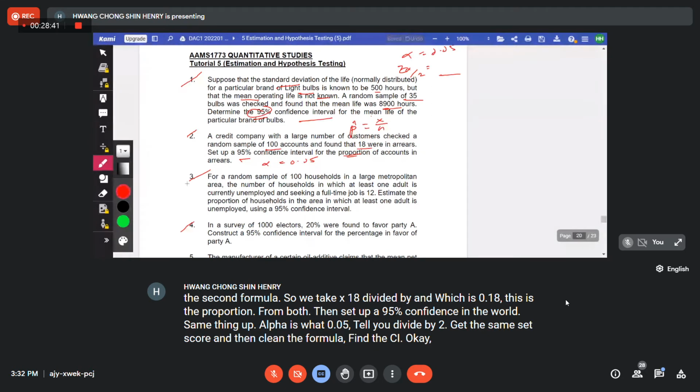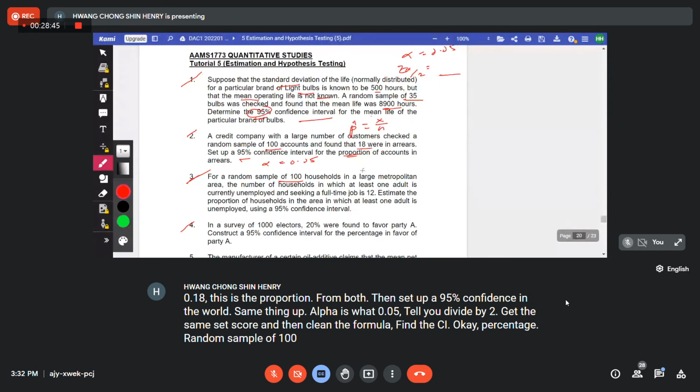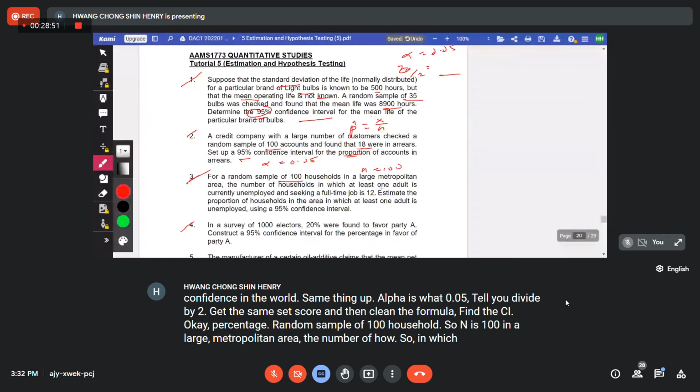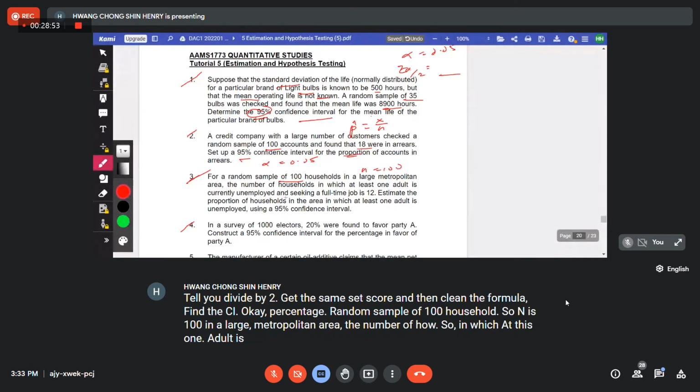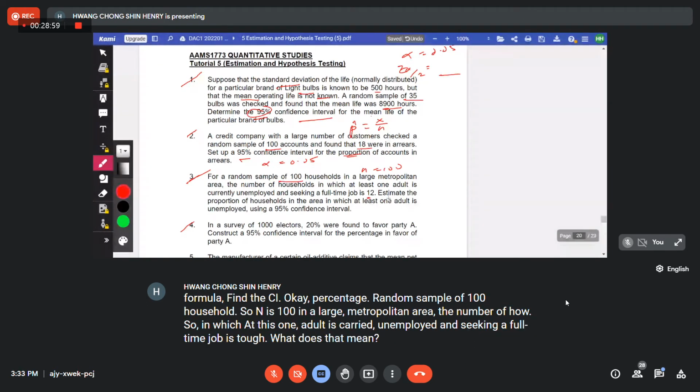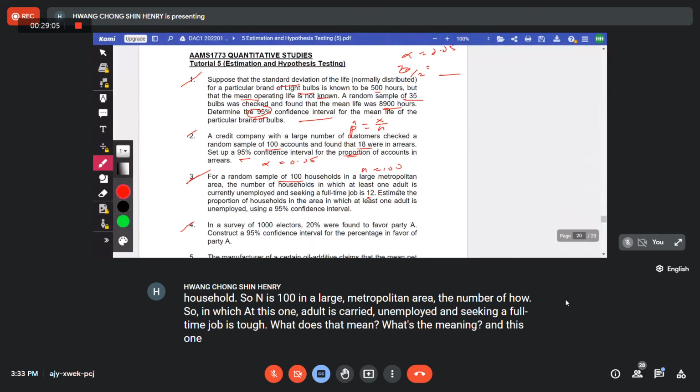Okay, question 3. Random sample of 100 households. So N is 100 in a large metropolitan area. The number of households in which at least one adult is currently unemployed and seeking a full-time job is 12. What does that mean? What's the meaning? At least one adult is currently unemployed and seeking a full-time job is 12.